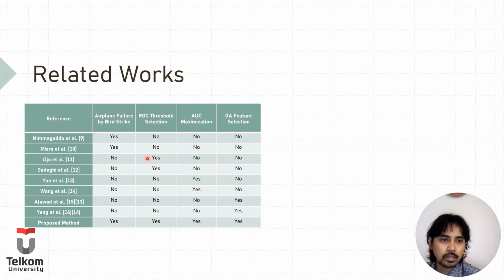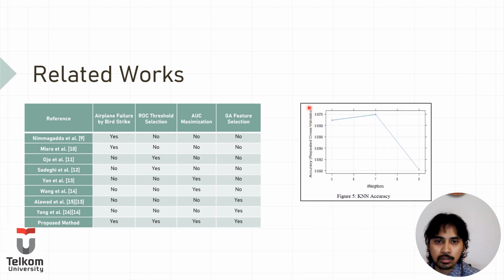So these are the papers that we are discussing in the related works. First of all, in the sector of airplane failure by bird strike, we found two state-of-the-art research by Nimagada and Misra et al. First, this is the research by Nimagada. It compared naive Bayes, KNN, and decision tree and found that naive Bayes is better than the other two.